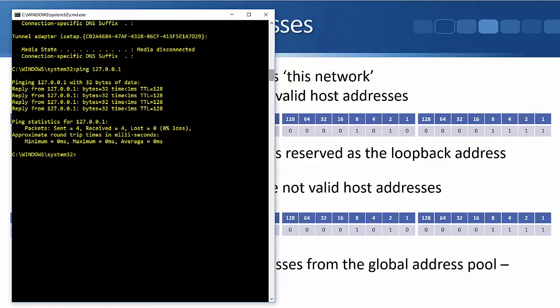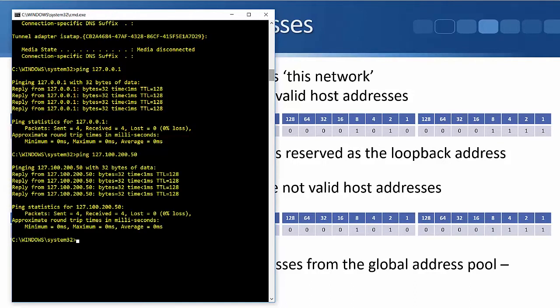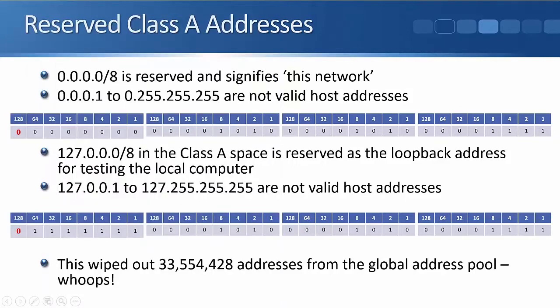127.0.0.1. But like I was just saying, it's the entire Class A range beginning with 127 that is actually reserved for testing loopback. So I don't have to ping 127.0.0.1. I could ping 127.100.200.50, and this is going to work as well. So I can ping anything beginning with 127, and it's going to check the local TCP/IP stack. So it's good to have that address for testing, not so good that they took out an entire Class A network for it.